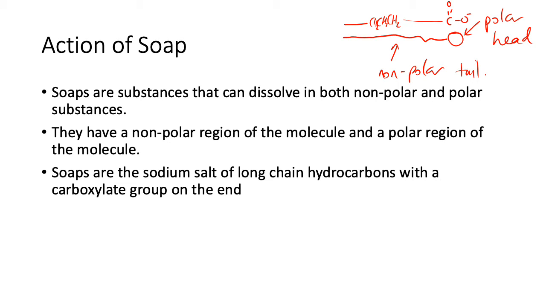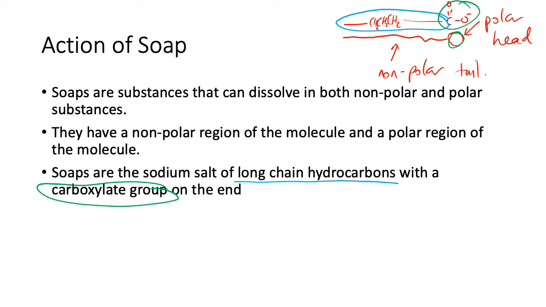Alright, so soaps are the sodium salt of long chain hydrocarbons with a carboxylate end group on the end. So long chain hydrocarbons, that's this part there, that's the non-polar part, with a carboxylate group on the end, which is that part, which is the polar head, right? And soaps, because you just can't have negative ions by themselves, are the sodium salt of them. So they will have a sodium there to make it a solid form.